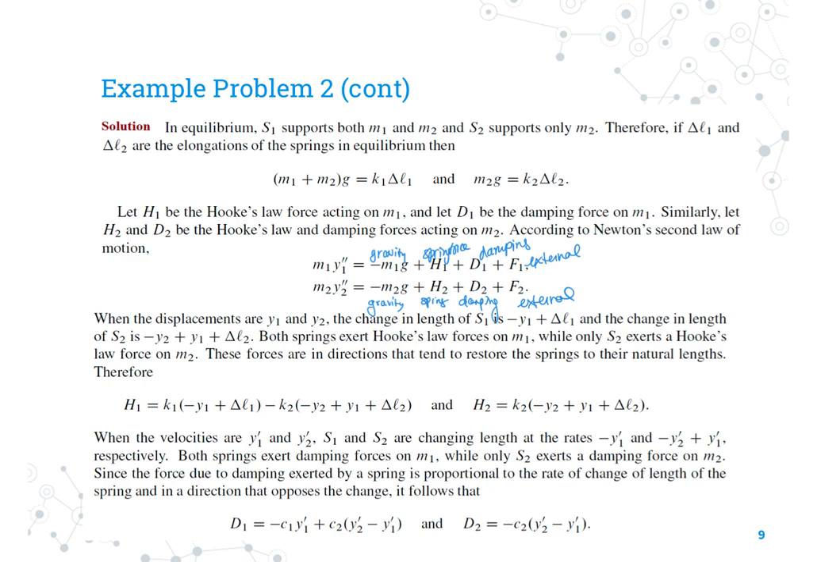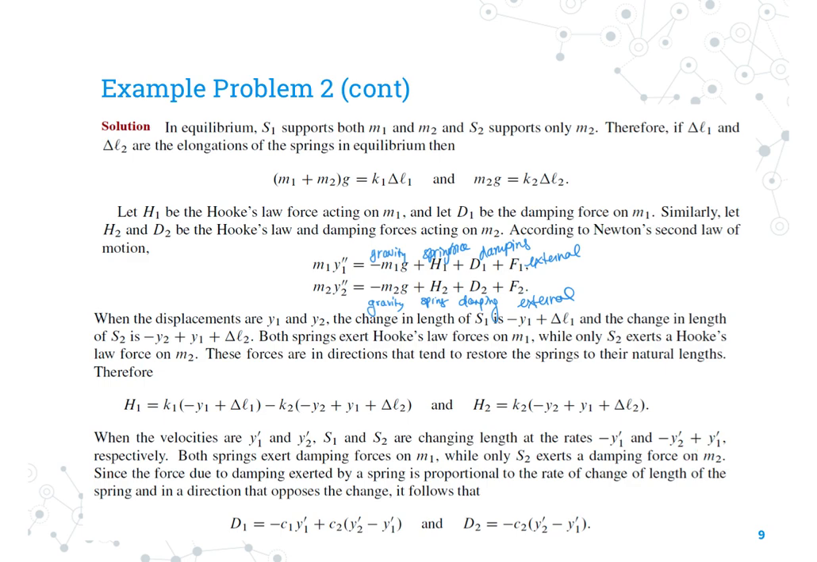When the velocities are y1 prime and y2 prime, spring 1 and spring 2 are changing length at the rates of negative y1 prime, and that's only for spring 1. For spring 2, we've got negative y2 prime plus y1 prime, because the velocity of the first spring is also going to affect what's happening. The velocity of the mass attached to the first spring is going to have an effect on the mass attached to the second spring.